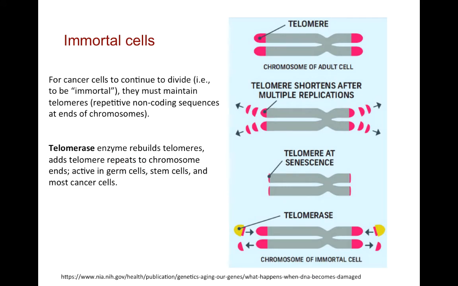While most human cells have limits on the number of times they can divide, cancer cells are not subject to these limits. They are, in effect, immortal. To do this, they have to maintain their telomeres on the chromosomes, and these are just repetitive non-coding sequences that are found at the ends. There is a human telomerase enzyme, but it's not active in most cells. Typically, we only see it working in germ cells, stem cells, and the majority of cancer cells.